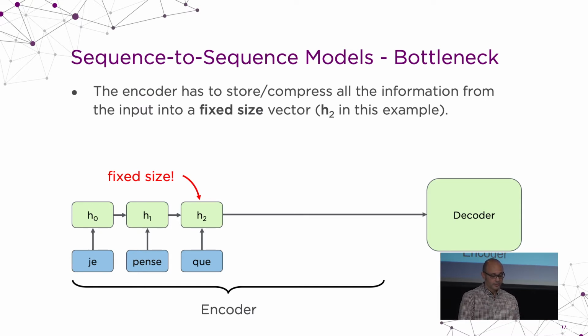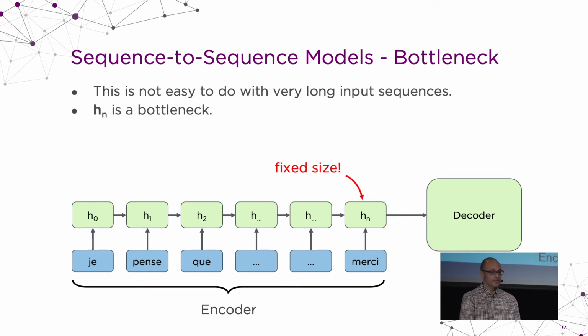One thing to notice is that this hidden state, H0, H1, H2, H2 in particular, is a vector, and it has a fixed size. It's not something that I can change while training. So in this particular example, there is no problem. The sentence is "je pense que". It's very short, there is very little information, and most probably the encoder will be able to store this information in this vector H2. So it will work.